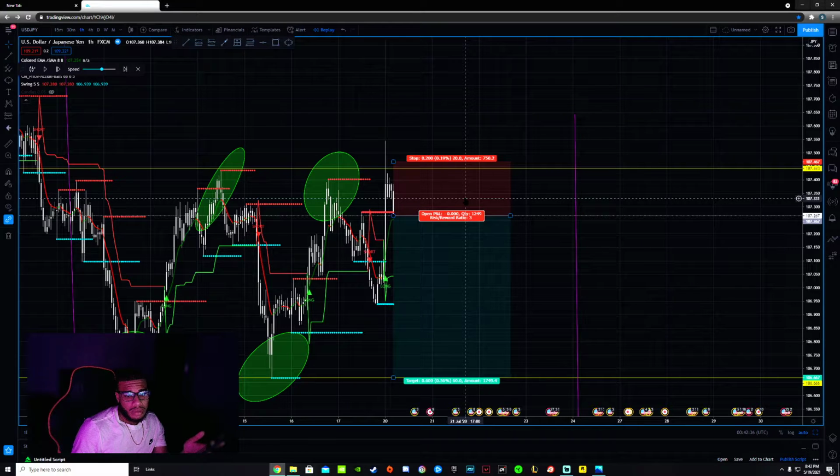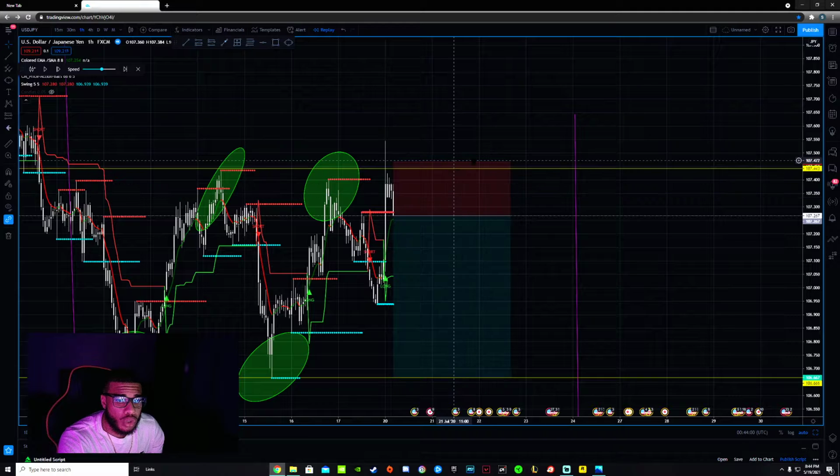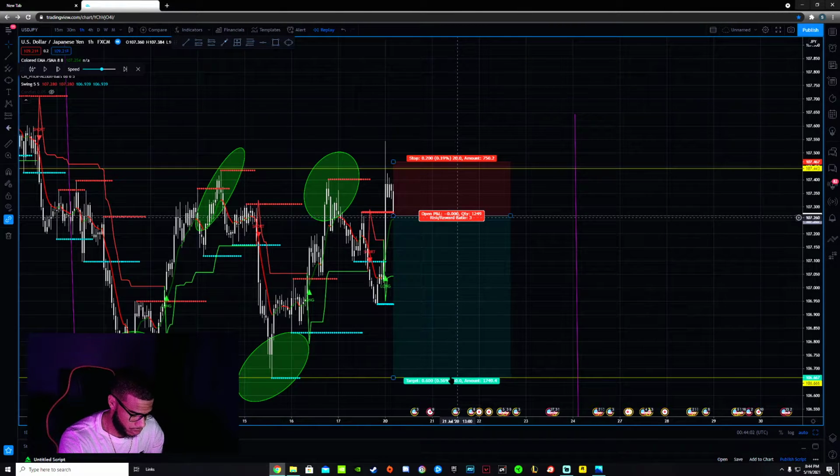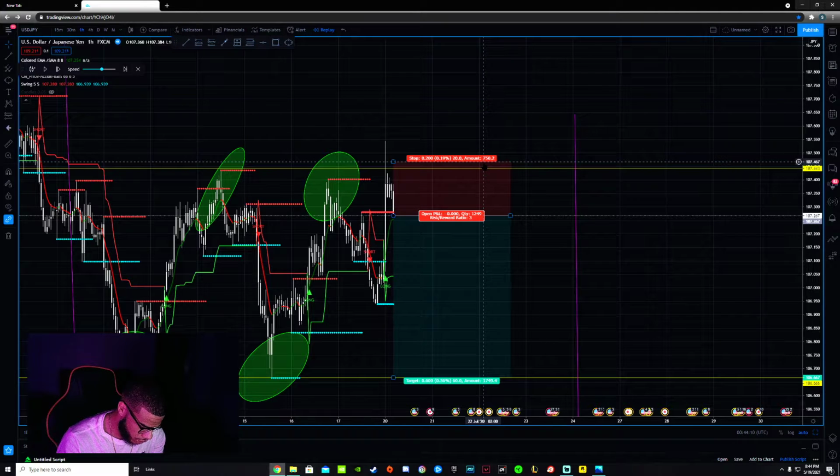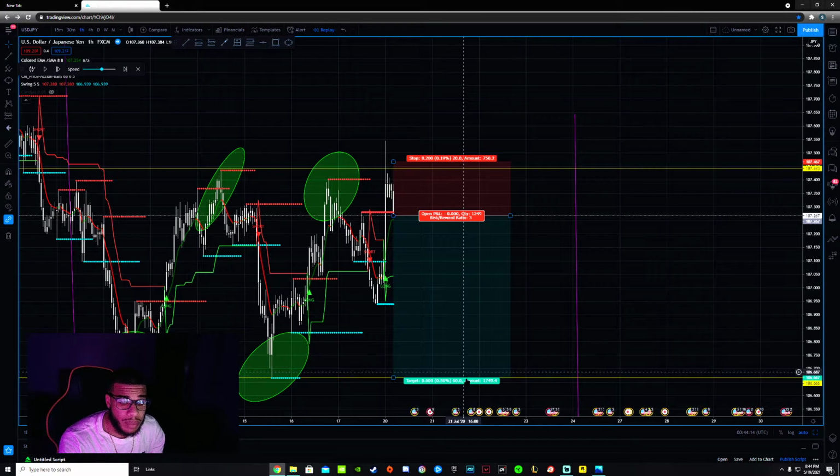So for this trade right here, we're risking 20 pips to gain 60 pips. Okay, so your stop loss is here. You can enter that, 107.469, for your stop loss. For your take profit, you'll enter 106.660.